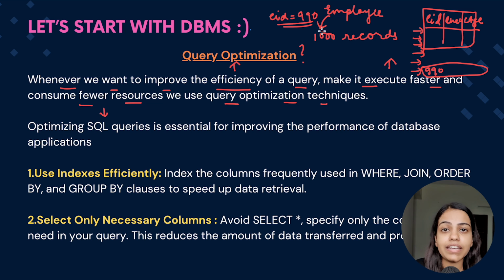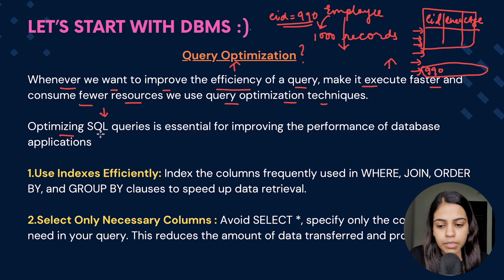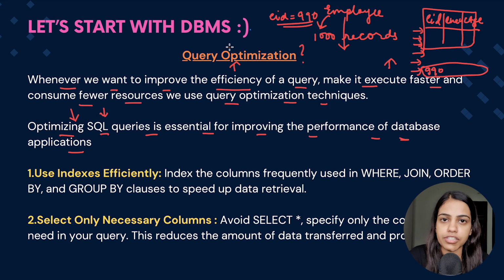But this query may take some time. And consider that in a real scenario, our employee table has 1 lakh or 10 lakh plus records, right? So we need to make our queries execute faster so that we can get the result faster. That is why we use the query optimization techniques. Optimizing SQL queries is essential for improving the performance of a database application. Whenever we want to improve the performance of our database application, we need to optimize our SQL queries, and we can use the query optimization techniques there.